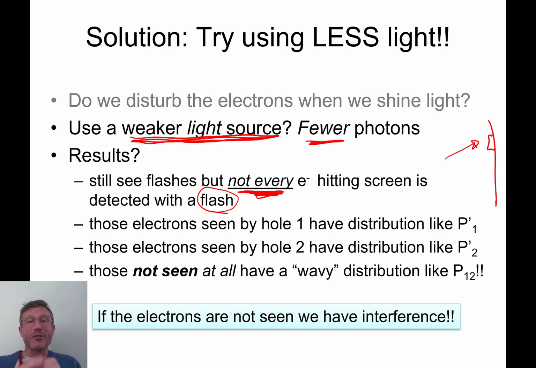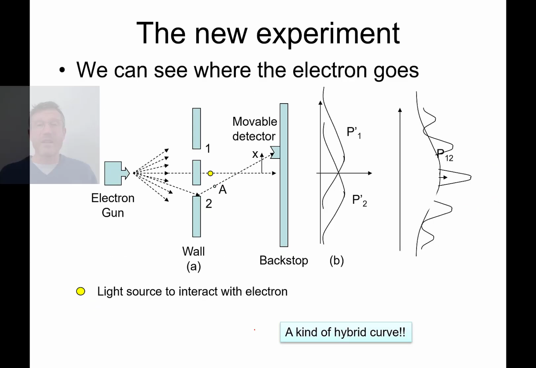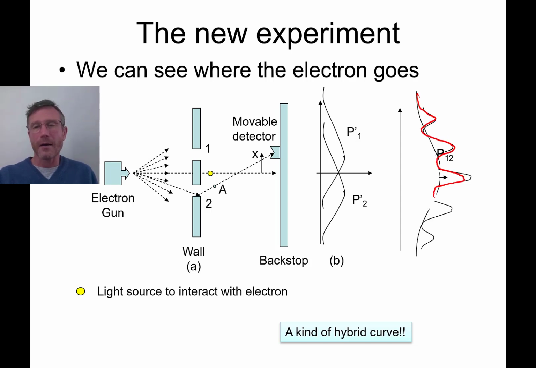It turns out that the electrons that were seen with a flash gave these distributions that were like the bullets. And the electrons that weren't seen gave this kind of wavy interference distribution. So the bottom line here is that if the electrons weren't seen, then we still got the interference. If they were seen, we didn't. And so what this kind of looks like is this sort of interference pattern that sat on top of a sum of these probabilities.